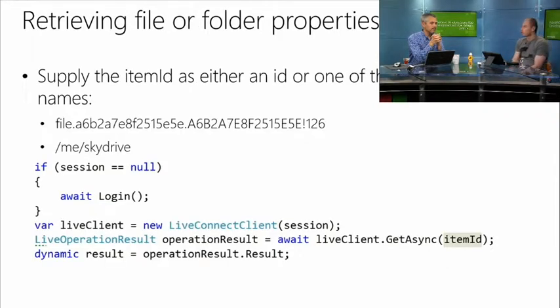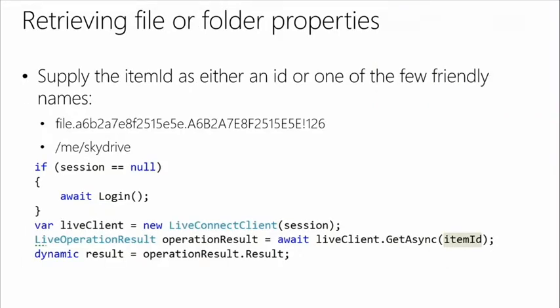So how do we start interacting with these things? Well, we need to supply an item ID, as either the ID of one of the very few friendly names that are actually created for us. An example of an ID is file.dot, that rolls off the tongue, or /me/SkyDrive. You look at that and you go, great, hierarchy. Can I do /me/SkyDrive/file.dot? No, you can't. Unfortunately, no.